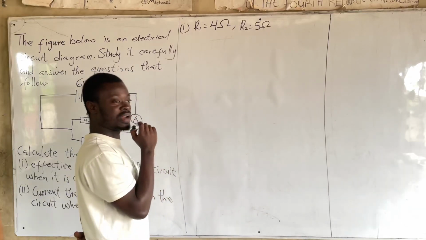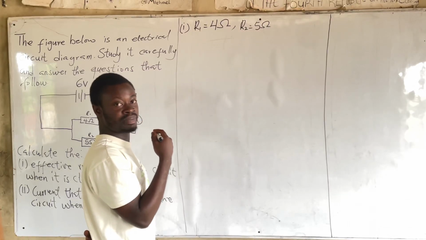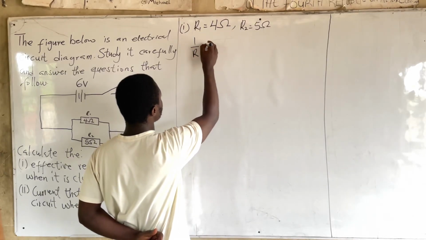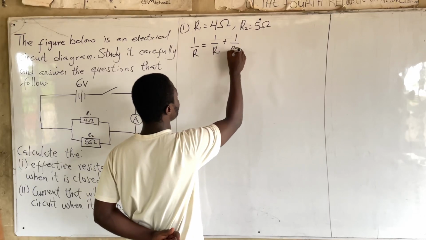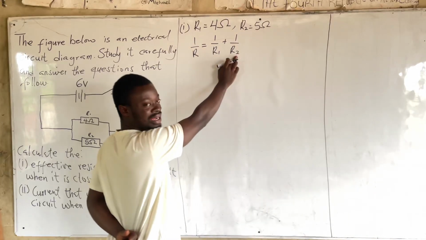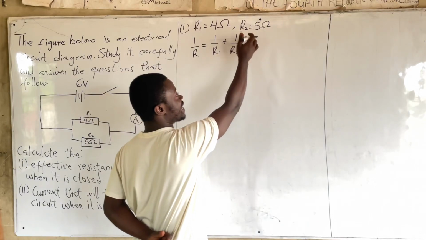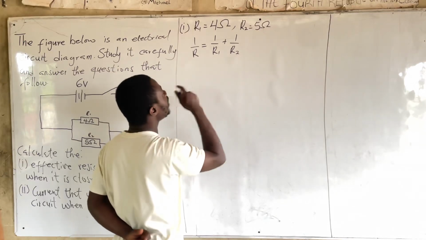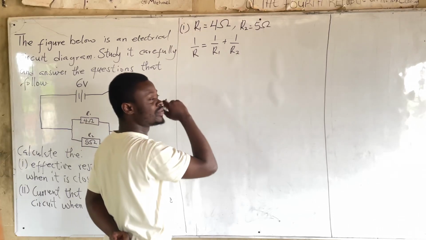Okay, so the formula for calculating effective resistance when it's arranged in parallel connection is 1 over R equal to 1 over R1 plus 1 over R2. Since we have two resistors, that is why we ended at R2. If we had 3 resistors, it will be plus 1 over R3, but the resistors are 2, so you end at R2. Now let's substitute the information into the formula and find the effective resistance.